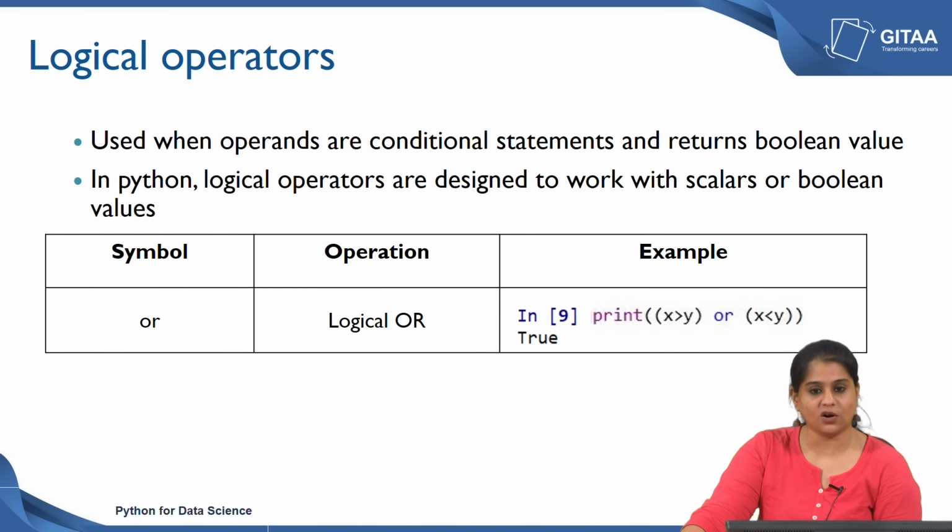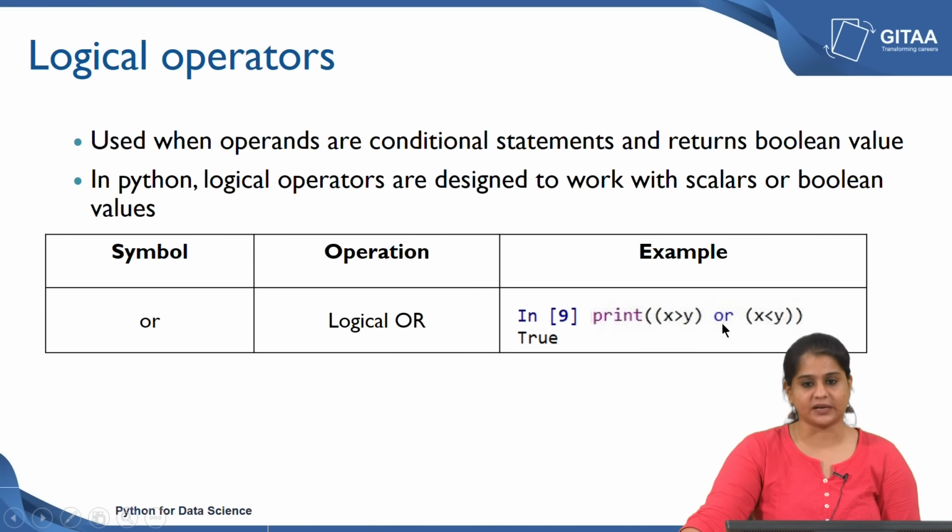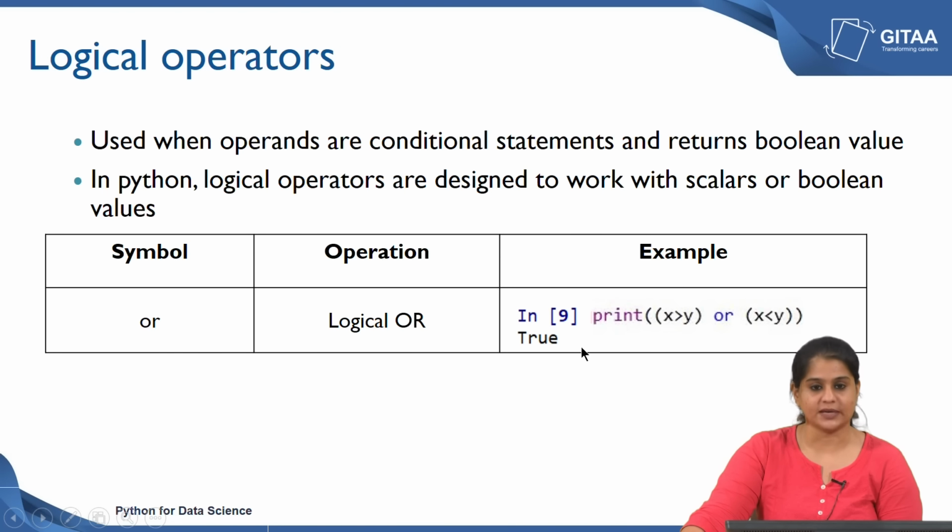So, a logical OR is designed to give an output true when one of the statements is satisfied. In this case, x is greater than y is not satisfied, so it is false. However, x less than y, that statement is satisfied. So, this gives you an output which is true. The inputs to the OR operator are basically false and true. Whenever you have a false and a true operand, the result is always true. So, hence you are also getting an output which is true.